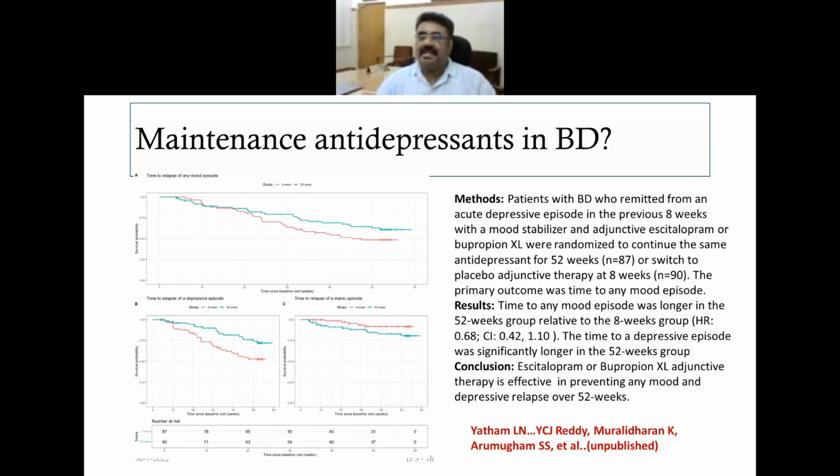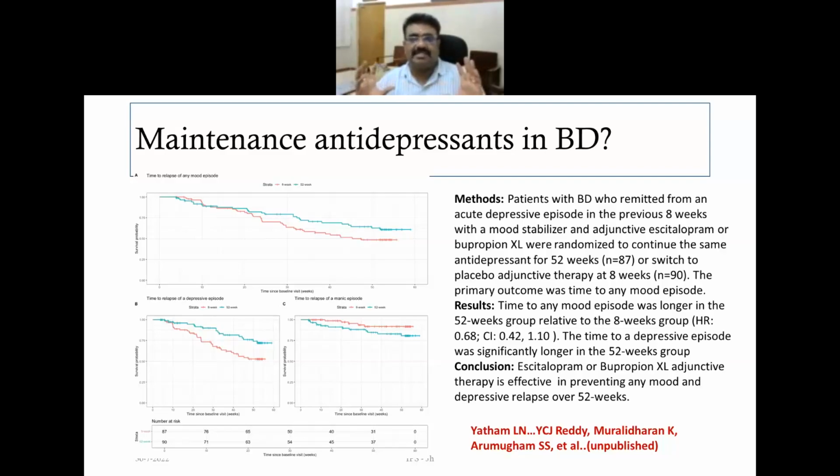So we had the opportunity to actually investigate this in one multi-center study that was done at NIMHANS. And I think KMC Manipal was also one of the sites that was involved in this particular study, and Asha Hospital in Hyderabad. But the lead investigator was Dr. Lakshmi Yatham from UBC, Canada. So here we were actually able to recruit about 177 patients from our site, and in the entire world, about 222 patients were recruited for this particular study.